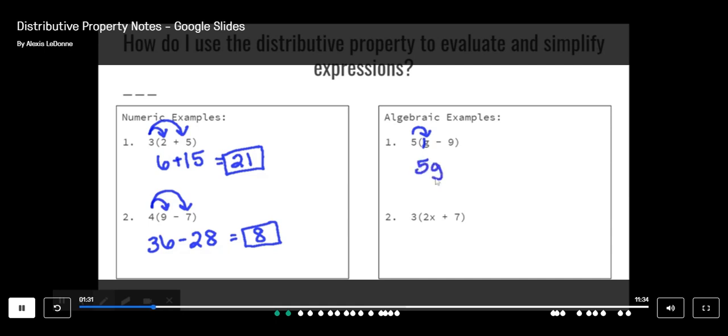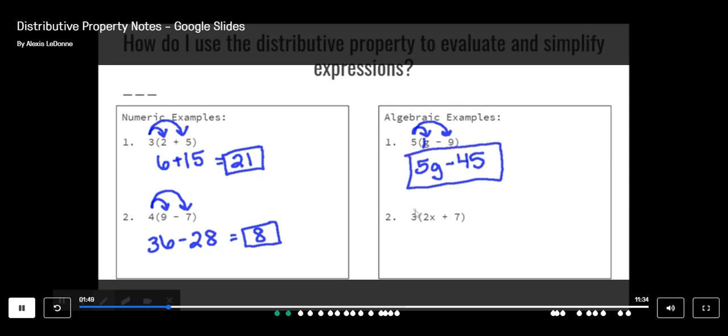Bring down my g. 5 times a negative 9, which is a negative 45. Here I have a g, and this one does not have a g, so this would be my final answer here. I cannot simplify this any further.